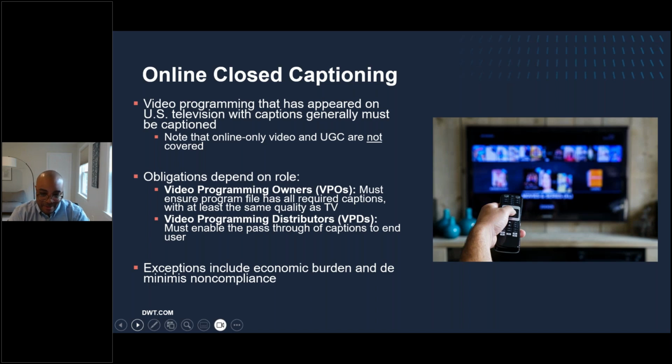So it covers a broad swath of video programming. The obligations that apply in this context turn on the role that one plays in the environment of video programming.